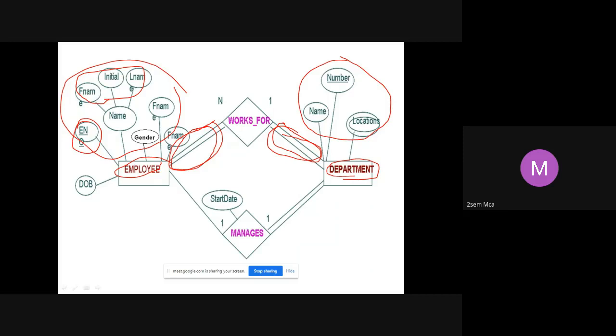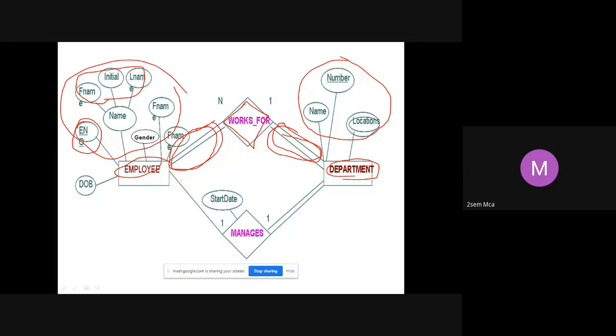Now, works for is one relationship. How do we represent a relationship? I told you we show it as a diamond sign. That's the notation for a relationship. So works for is one relationship. Now, we have shown here two relationships between employee and department. One is works for, another one is manages. Manages means what? Employee manages the department.